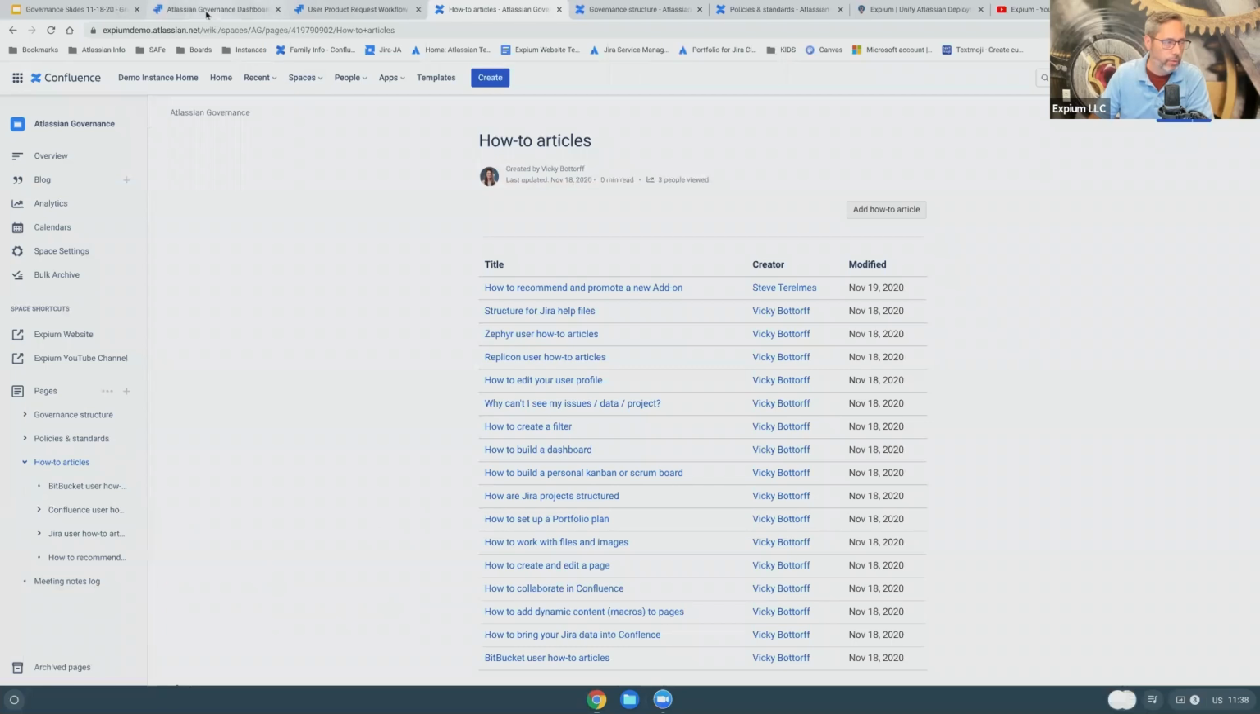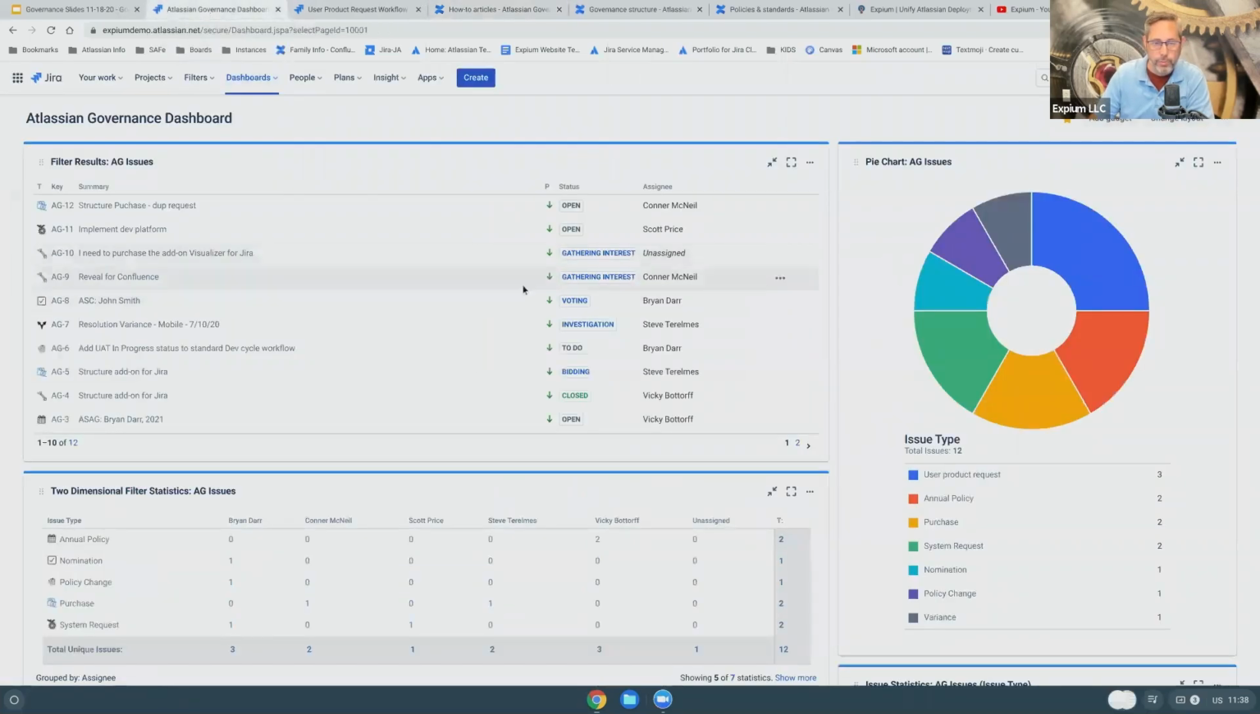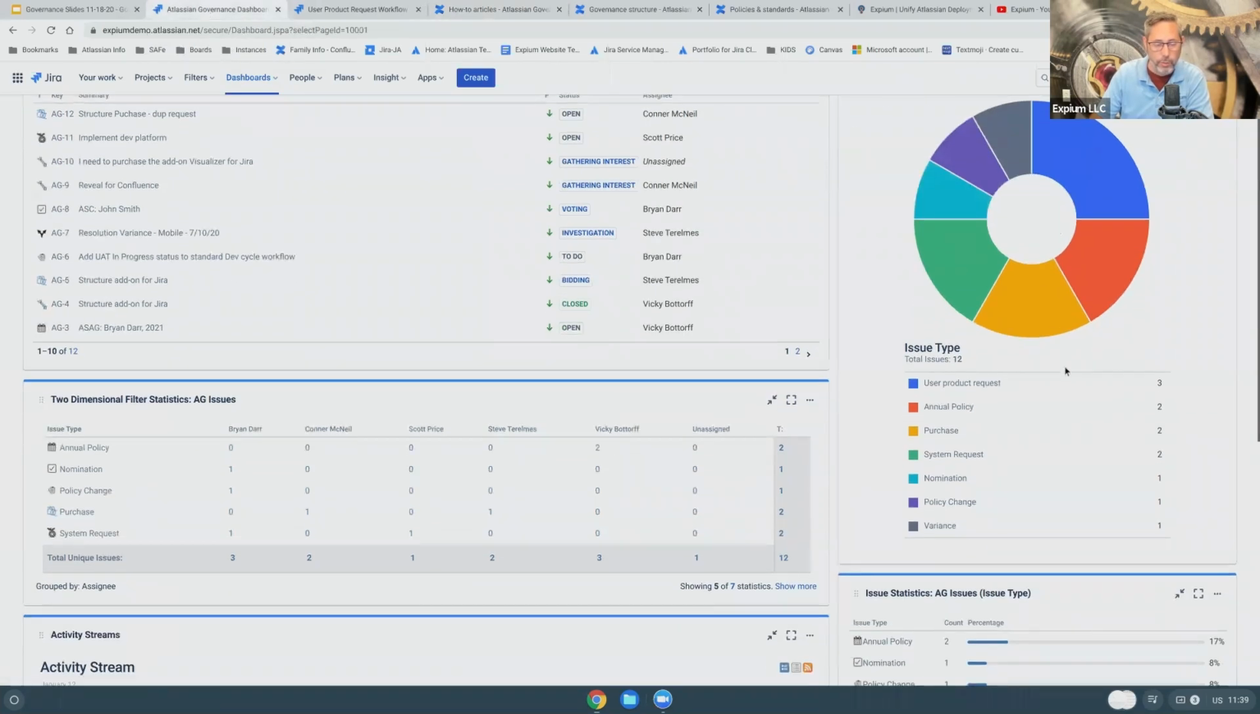So we looked at this earlier in the webinar. The dashboard for governance is a great place to sum up all the activities that are happening. We have a filter results with the Atlassian governance issues, identifying what issues are currently out there and what their status is, who the assignee is. We have a pie chart as well.